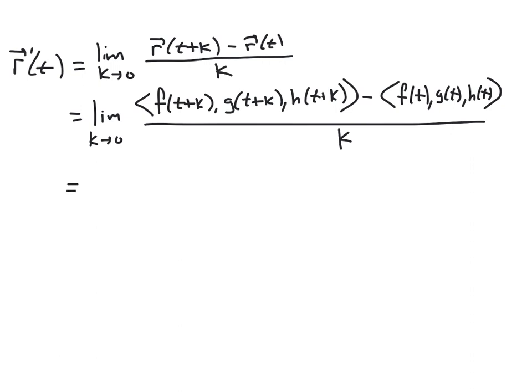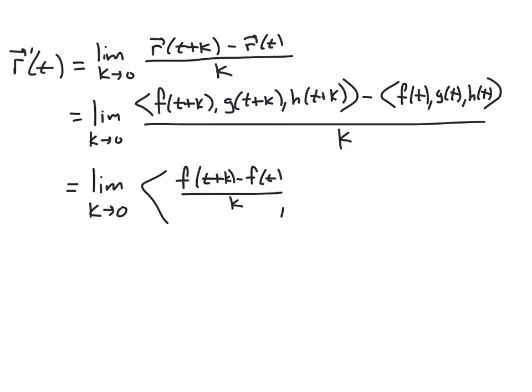Now we can go ahead and subtract those vectors in the numerator and then divide each component by k. And doing so yields the following. We get the limit as k goes to 0 of the vector. The first component is going to be f of t plus k minus f of t all over k. The second component is going to be g of t plus k minus g of t all over k. And the third component is going to be h of t plus k minus h of t all over k.